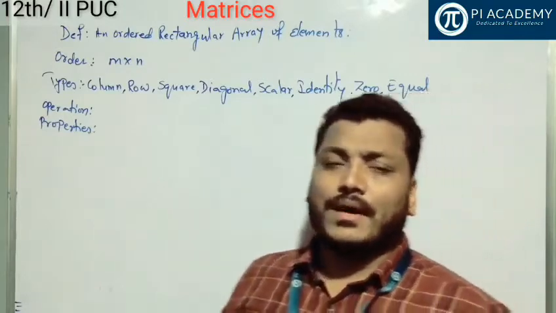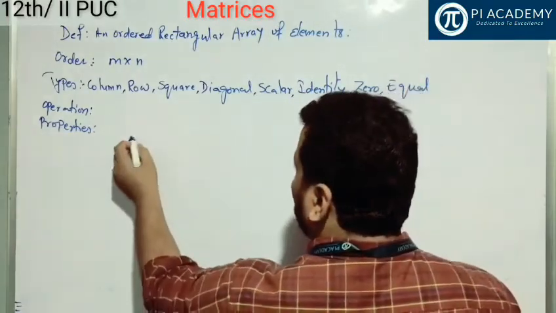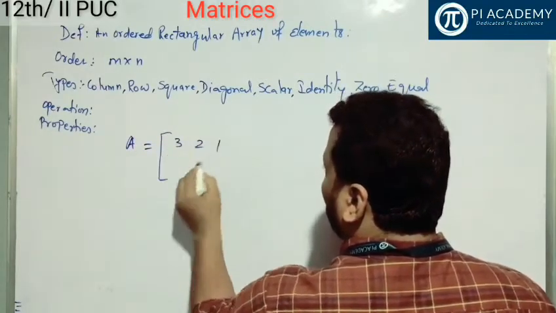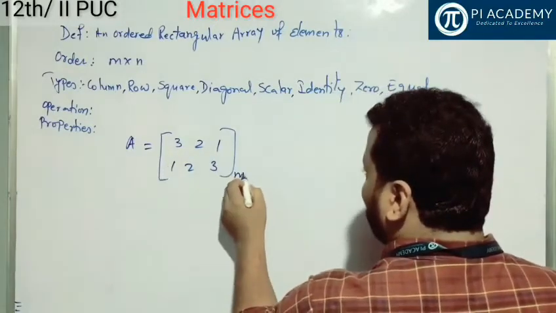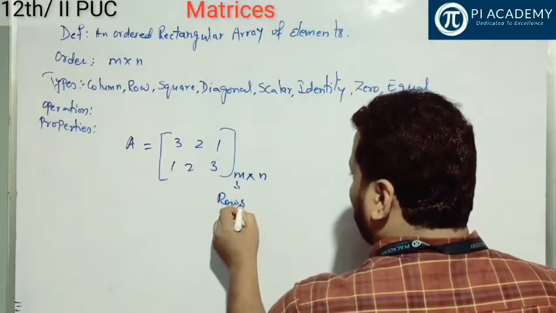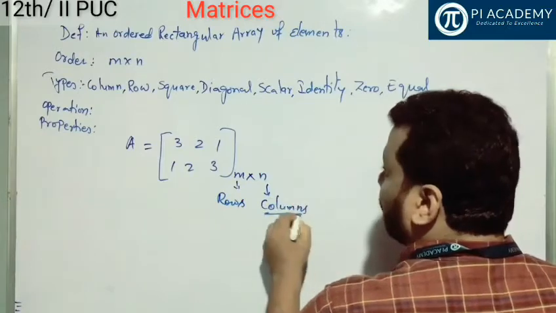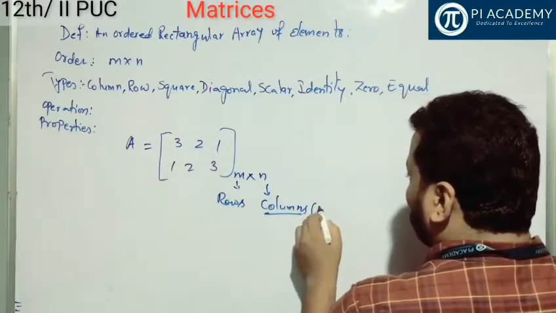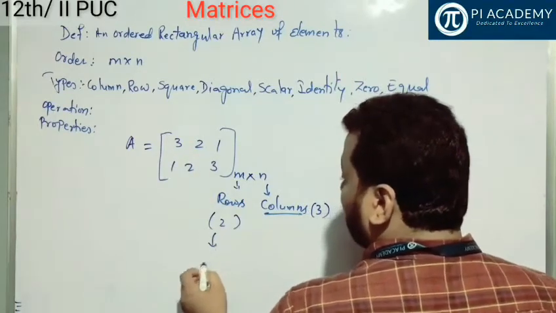Order is called m by n. So there will be m and n order. Like if I use this A as a matrix, here if I write 3, 2, 1, 1, 2, 3. How many rows are there? m by n is nothing but m is for rows and n is for the columns. So how many columns are there? 1, 2, 3. So this is your 3 columns. How many rows are there? 1, 2. So 2.